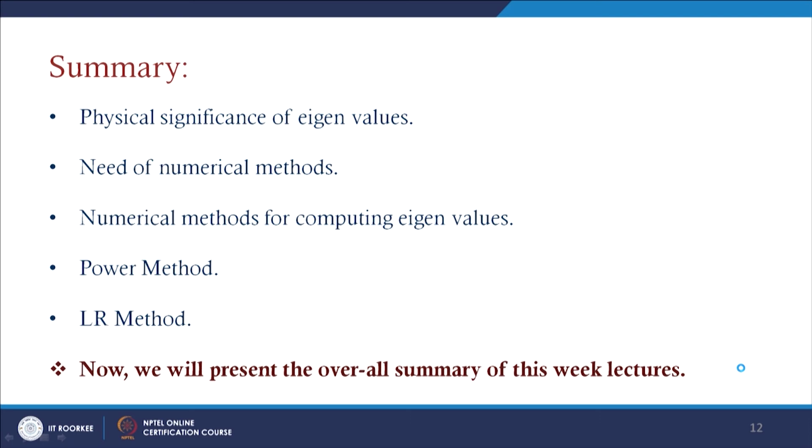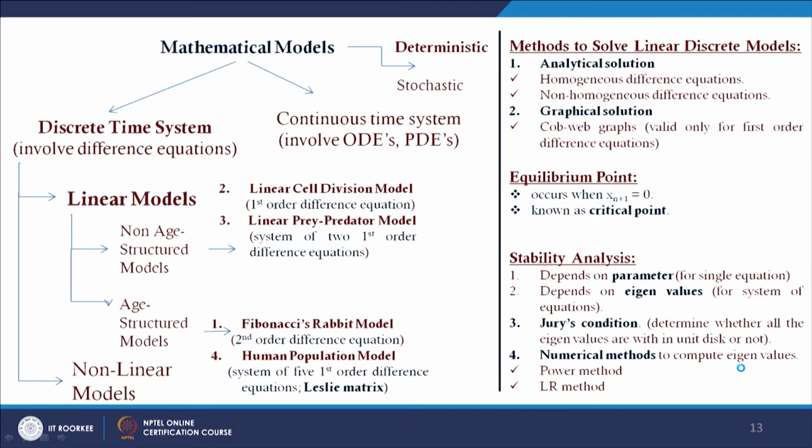Now we will come to the summary of the lectures we have discussed in this week. In the first lectures we discussed what mathematical models are. A mathematical model is nothing but an abstract model that uses the mathematical language we have discussed, and we considered deterministic and stochastic models. Again, we defined these mathematical models in two forms, represented based on time systems.